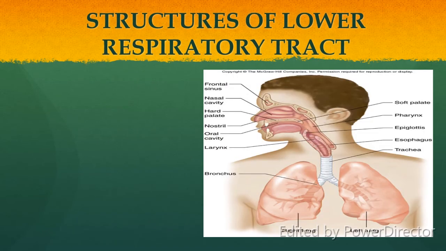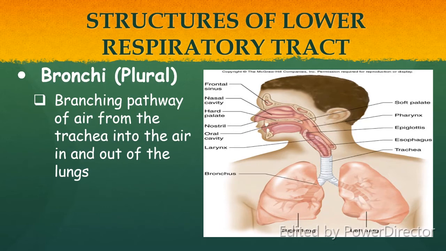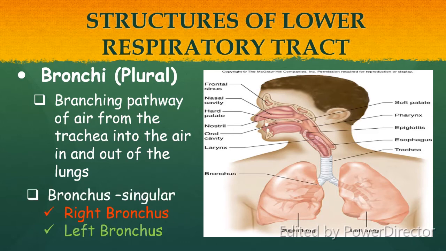The next part is the bronchi, the branching pathway of air from the trachea into the lungs and back out. When we are referring to one side of the bronchi, we call it a bronchus. So here it is, the right bronchus and the left bronchus.